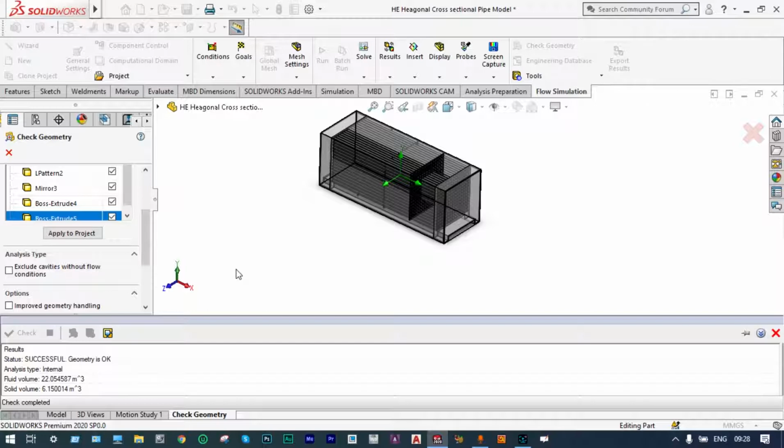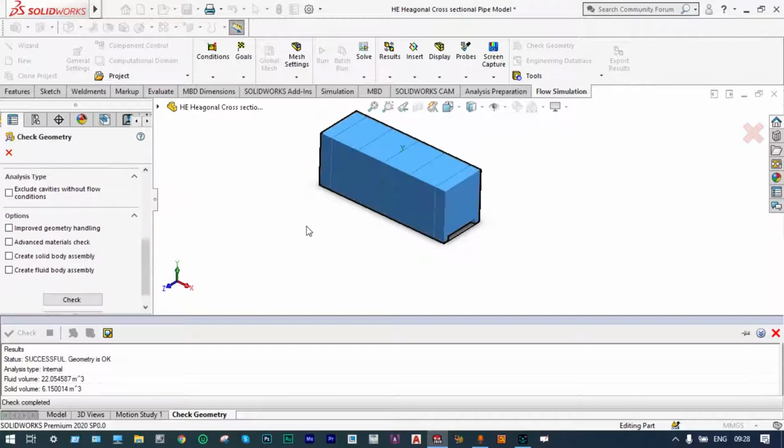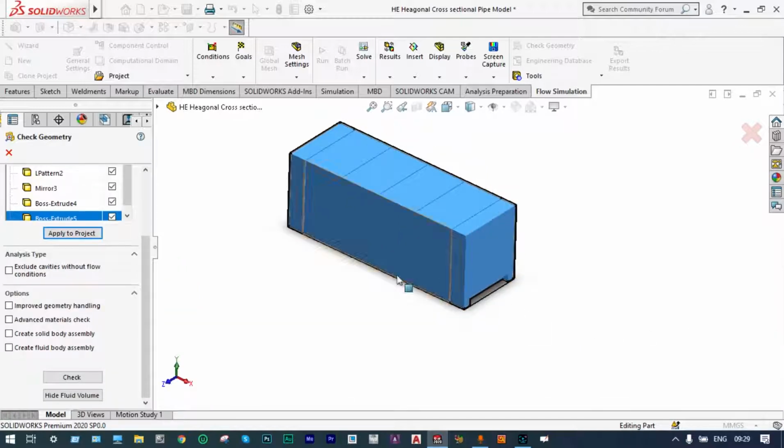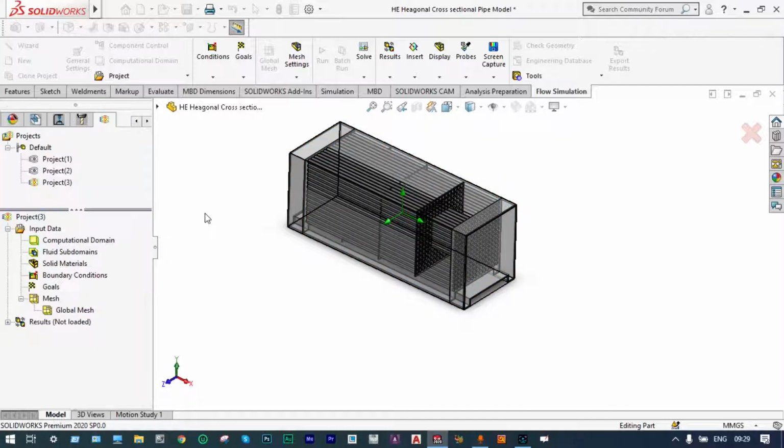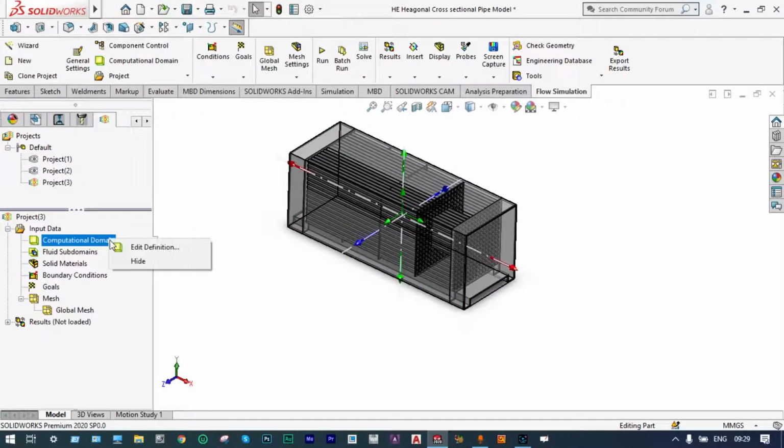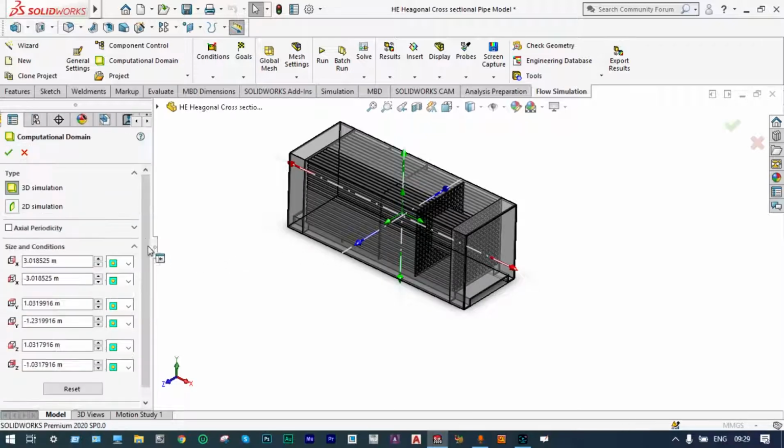Next to that we can see the volume generated. Okay, it is showing 100% successful. So you can see the fluid volume is 22.05 meter cube and solid volume is 6.15 meter cube. So status is successful, we can go for a simulation. Right, let us close these things, and we'll see the computational domain. Let us see the domain. This is the domain. Okay, our domain is perfect.